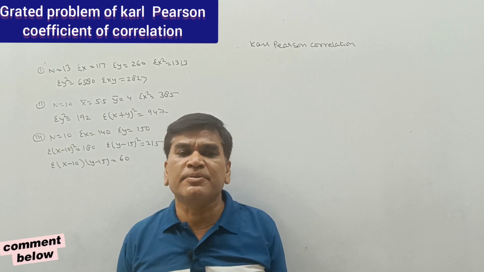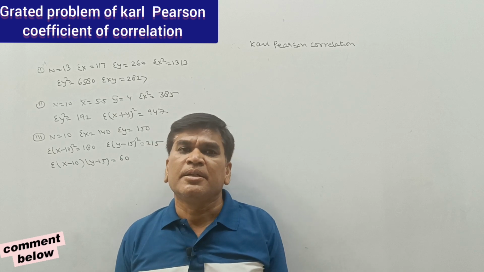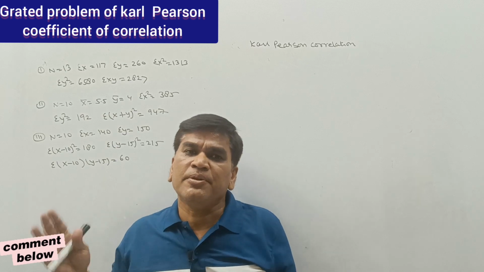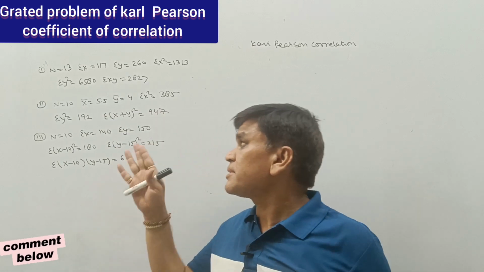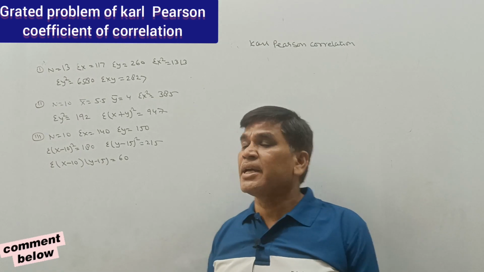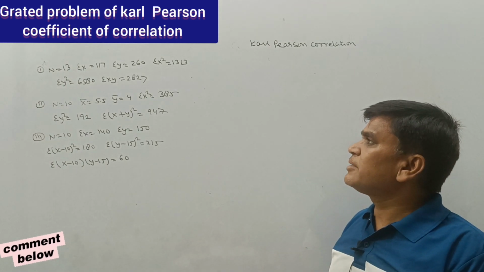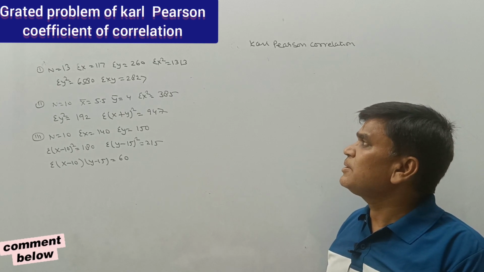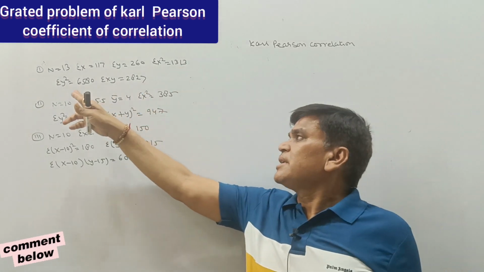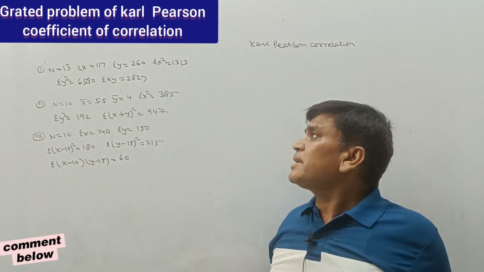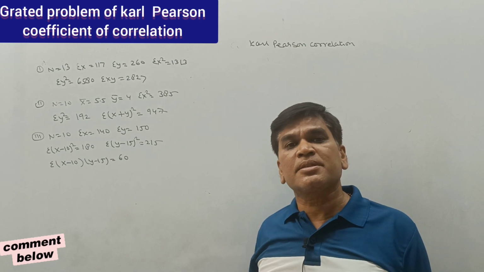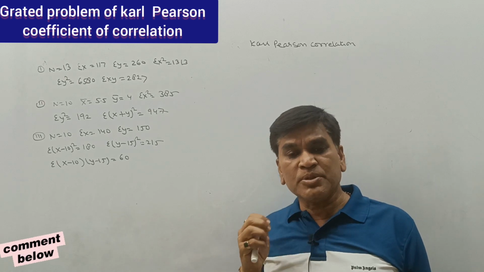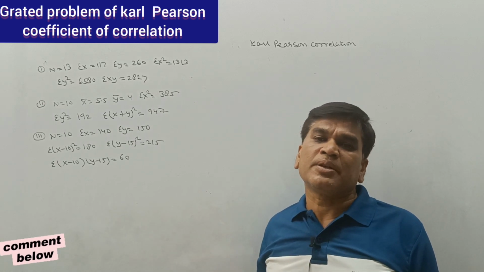We have selected 3 questions which I am repeatedly seeing in examinations in PG classes, so I have written the questions here. In the first question, n is equal to 13, sigma x is given 117, sigma y is given 260, sigma x square 1313, sigma y square is given, and sigma xy is given. It means the question is direct. The total values are already given. We have to just put the values in the formula and we will get the result.